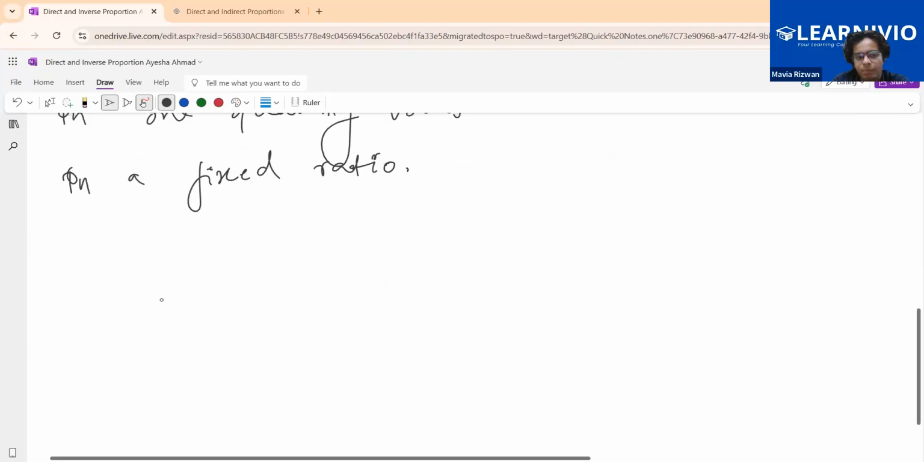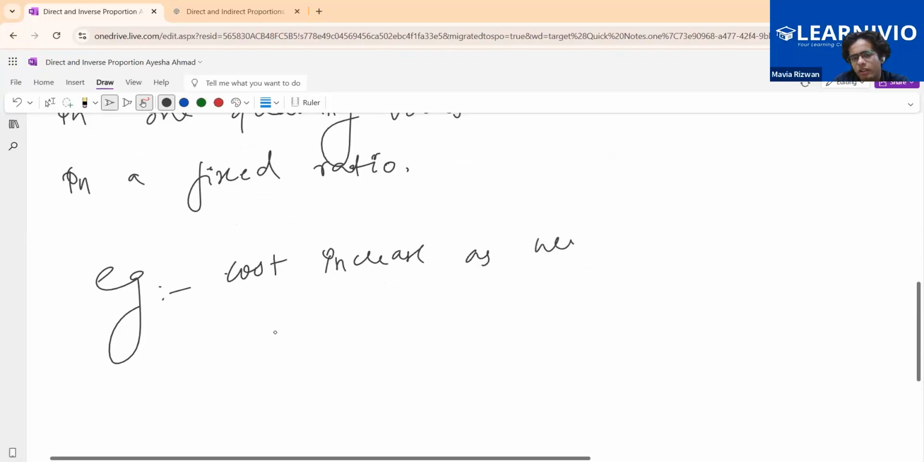Example: cost increases as we increase the number of products, as we increase the number of pens. Okay, now what is inverse proportion?